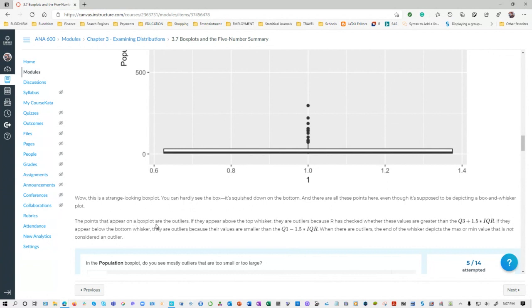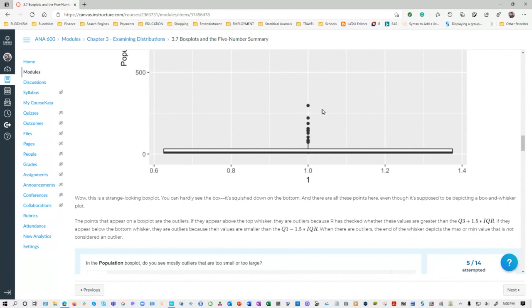The points that appear on a box plot are outliers. They appear above the top whisker, they are outliers, because R has checked whether these values are greater than this one. As I mentioned, if they appear below the whisker, they are outliers because the values are smaller than this one. When there are outliers, the end of the whisker depicts the max or min value that is not considered an outlier.